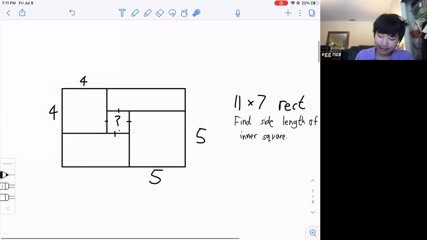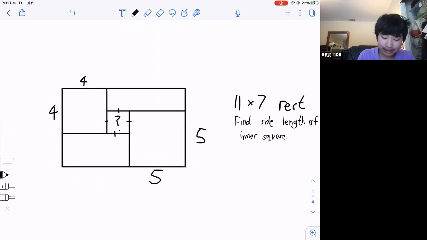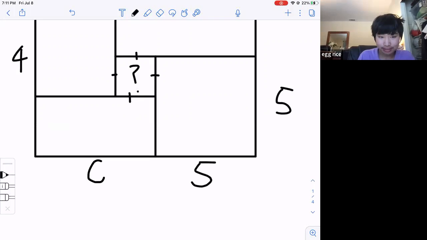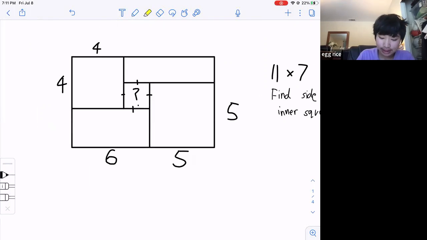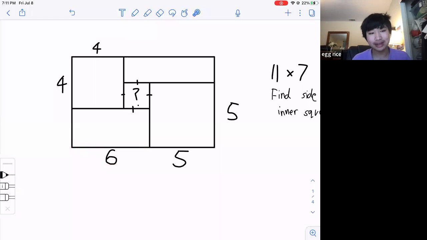So basically what he's saying is 5 plus 6 equals 11, right? So we know that this total length is 11. And we know that this length right here must be equal to 6, right? Because this total length is 11 and this square already took up 5. That means that this one must be equal to 6. So does this make sense to everybody here?